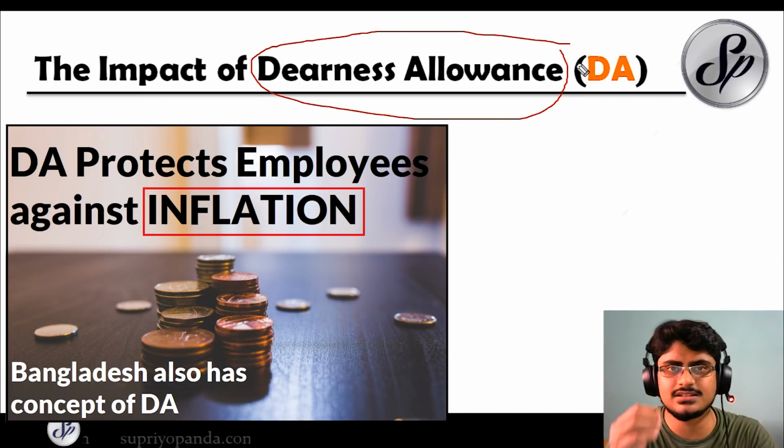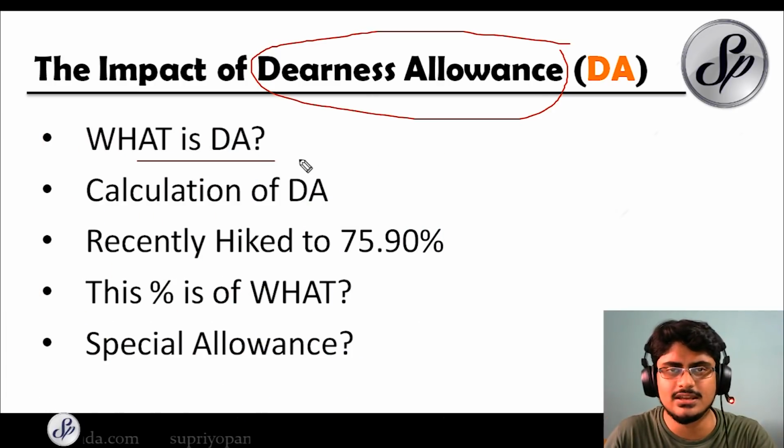So whatever is the current inflation in the market, based on that, the DA figure is decided by the government, and then you are going to get paid. So this is all about the DA. It is just an inflation protection, you can say, and it is provided to both the employees and also the retired persons. And what is the calculation of this DA? So this is actually interesting.